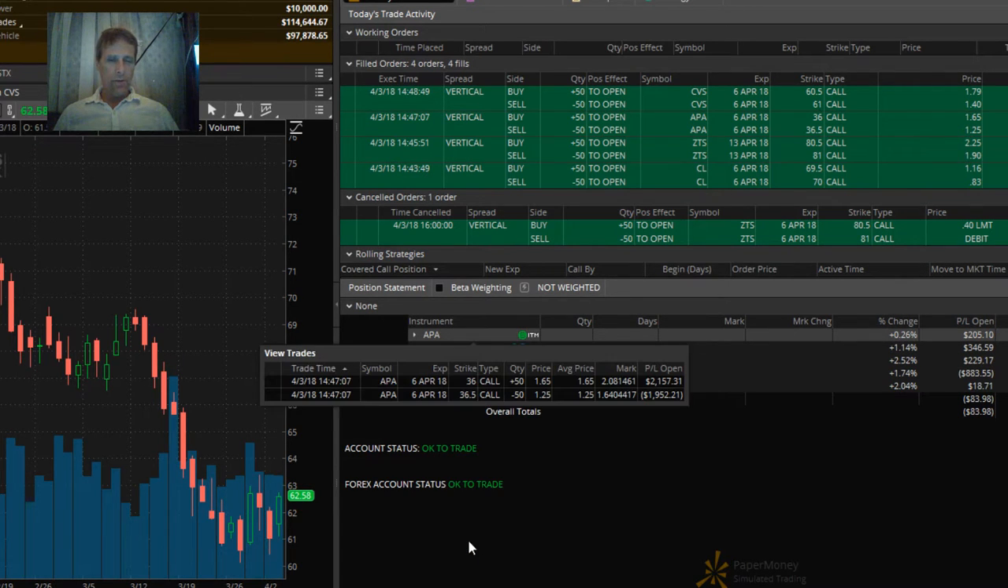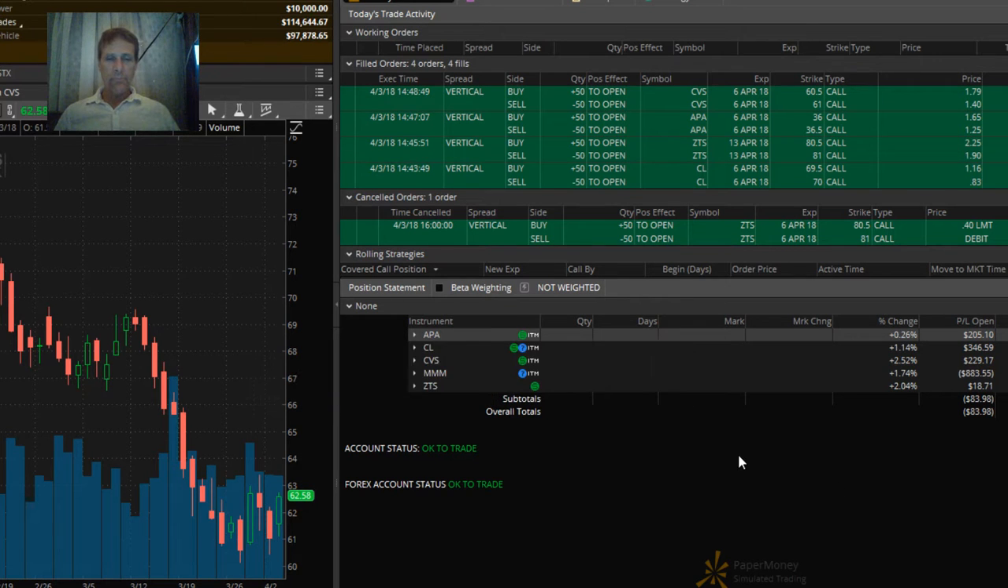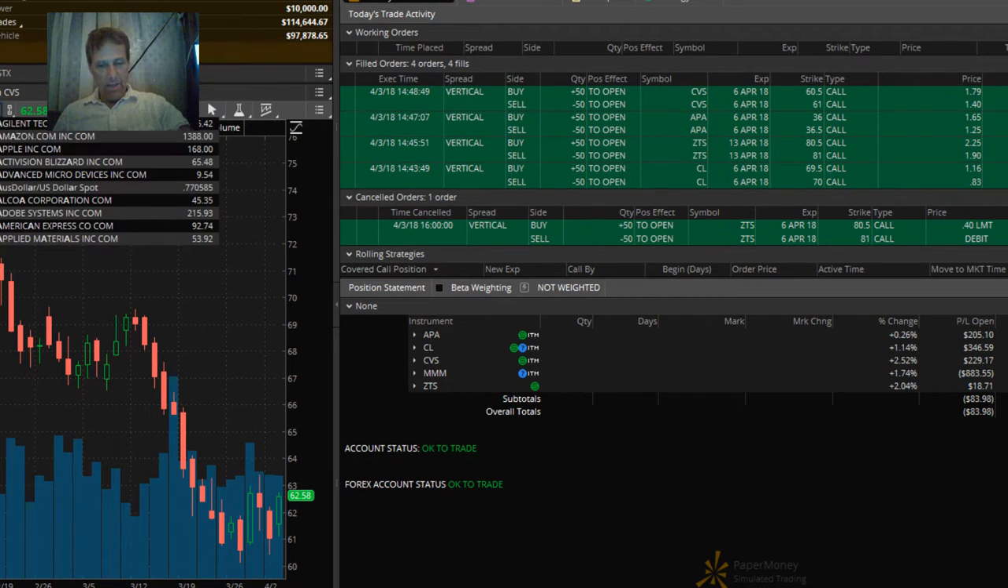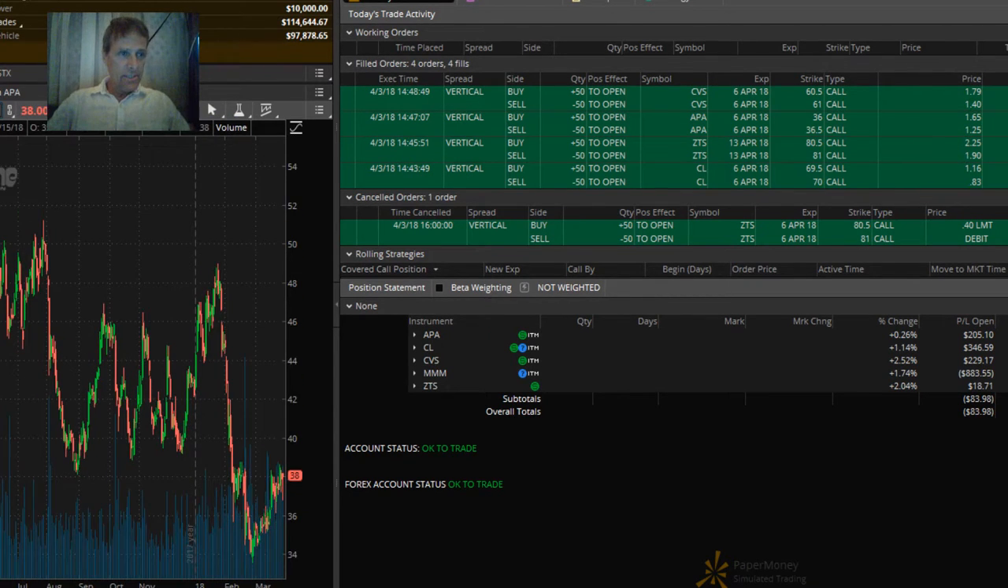You want to view the trade. We have April 6th, which is 3 days away, this Friday. APA, we got that one at 40 cents. As long as this, let's pull up the chart for APA, and it looks as if it closed at 38.